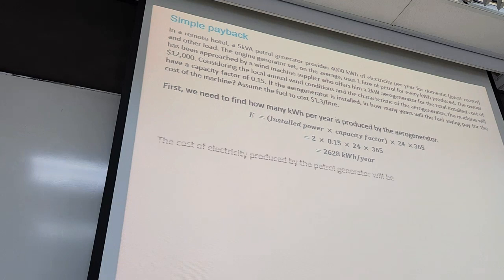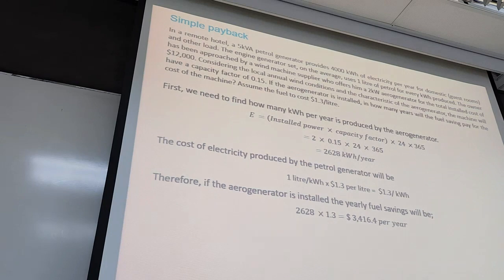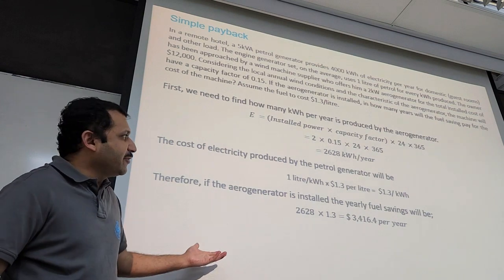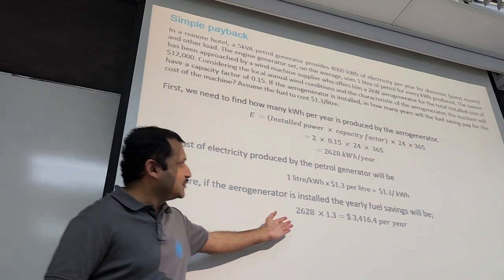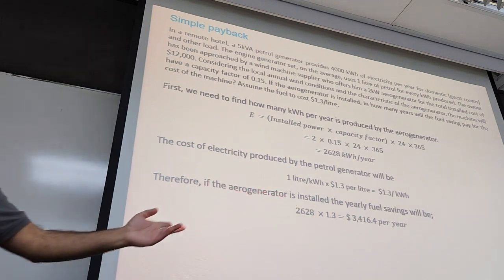Now, cost of electricity produced by the generator. How much is it going to cost to produce electricity using the generator? The cost for every liter is $1.30. So if the aero generator is installed, how much are you going to save? It's $1.30 every kilowatt hour. You're going to save that many dollars. Make sense?